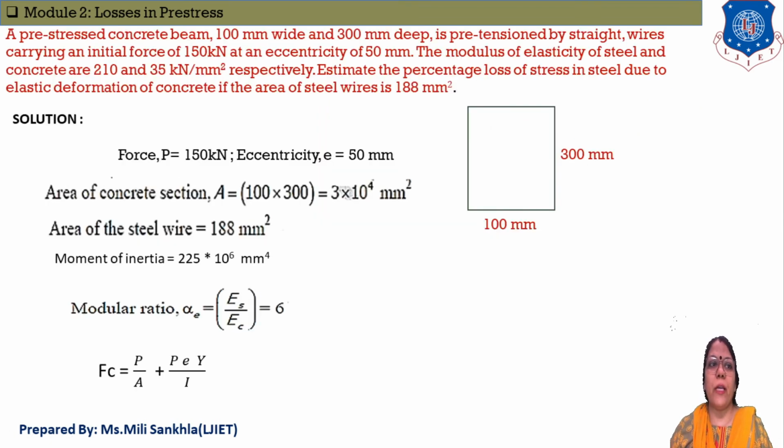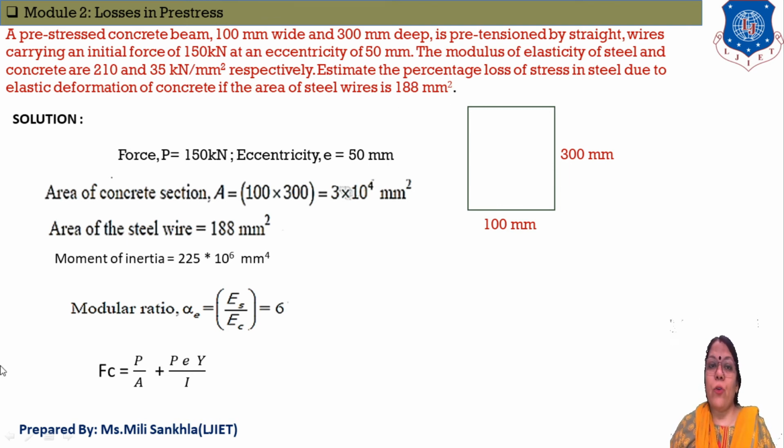Now we solve the example. Our first example, first of all read the data carefully. A prestressed concrete beam 100 mm width and 300 mm depth is pre-tensioned by a straight wire carrying an initial force of 150 kN. P is equal to 150 kN, and eccentricity is equal to 50 mm. Modulus of elasticity of steel and concrete is given as 210 and 35 kN per mm square respectively. Estimate the percentage loss of stress in steel due to elastic deformation of concrete if the area of steel wire is equal to 188 mm square.